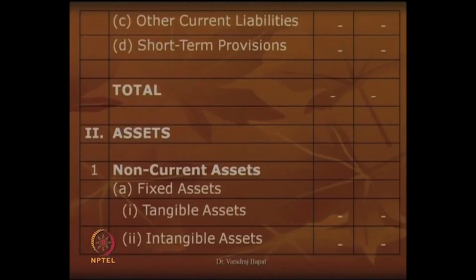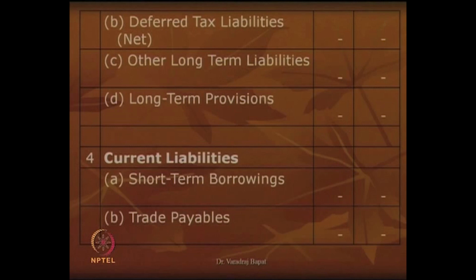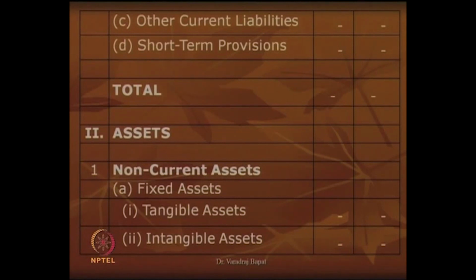B, trade payables. Trade means regular business. So if I am a company, I buy goods from someone, and the money is payable say after 15 days, then that is known as trade payable. C is other current liabilities. So two liabilities we have seen. The first one is short-term borrowings, the second one is trade payables. If there are any current liabilities other than that, they come in C. Can you think of any other liability other than trade creditors?